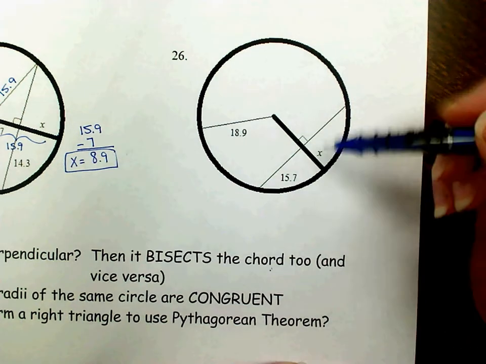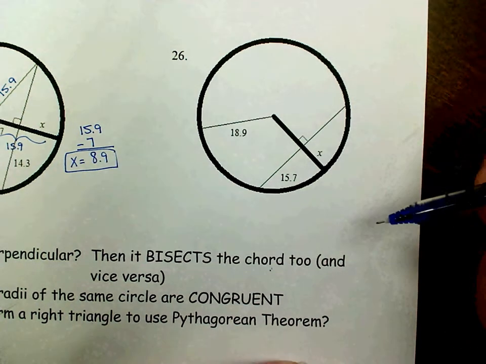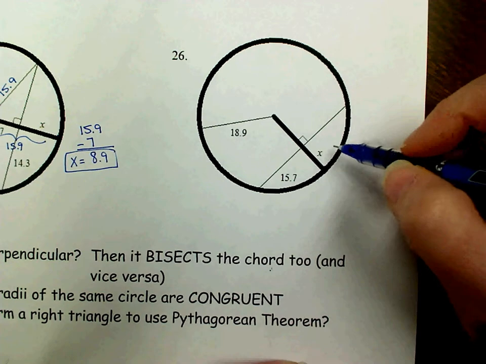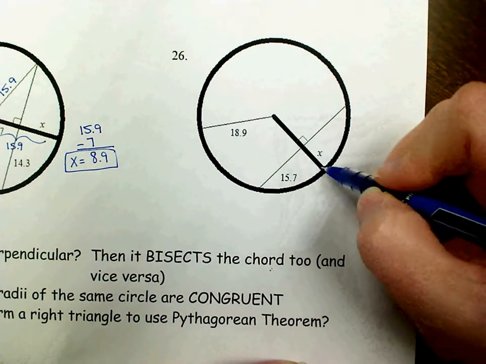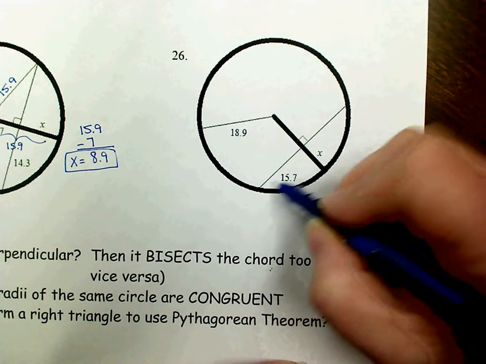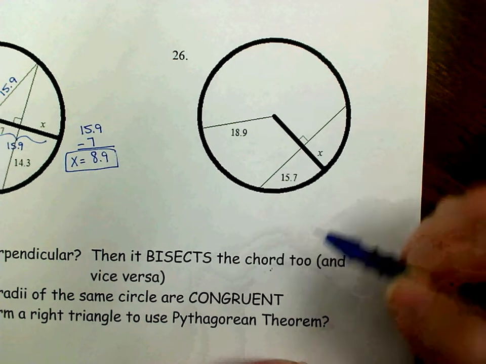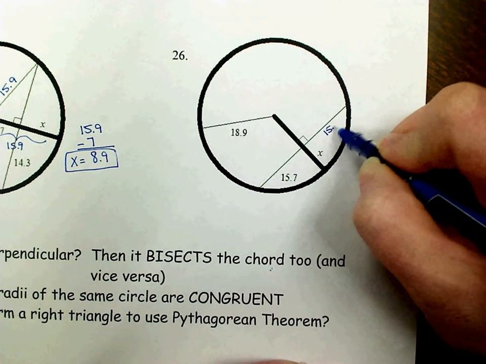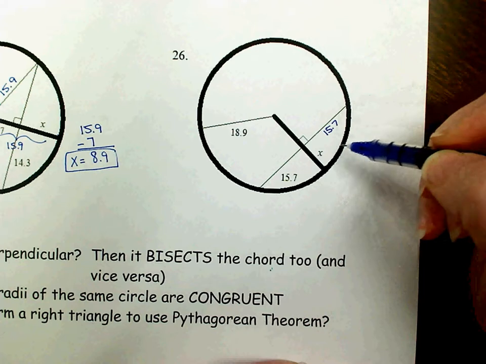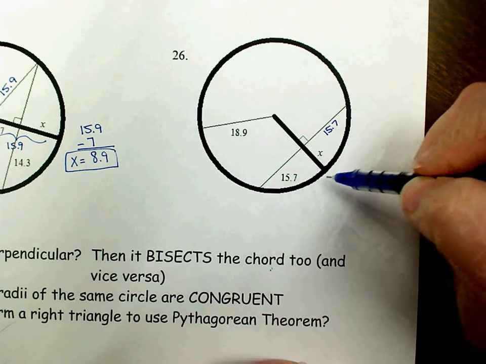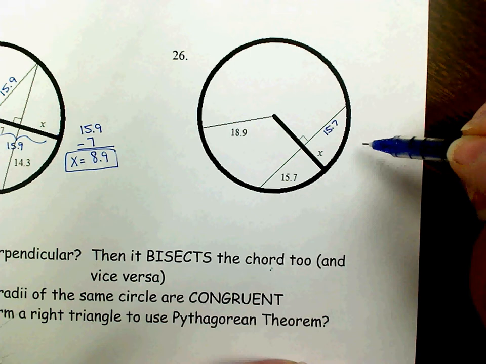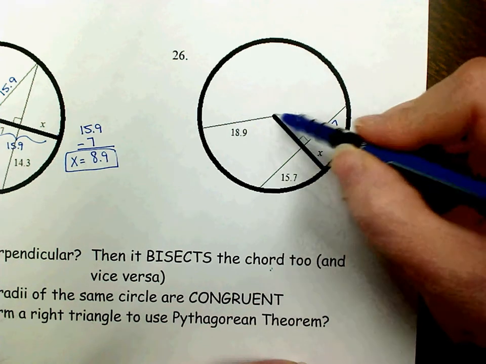So again, this radius would be 18.9, but that's not really helpful in this particular problem. So you're given this radius being perpendicular to the chord here. So I know it's bisecting the chord. So if this is 15.7, this is 15.7. Really doesn't matter in this particular problem. I need to set up a right triangle, and it really doesn't matter which one of these that I use, either this side or this side. It's the same right triangle.